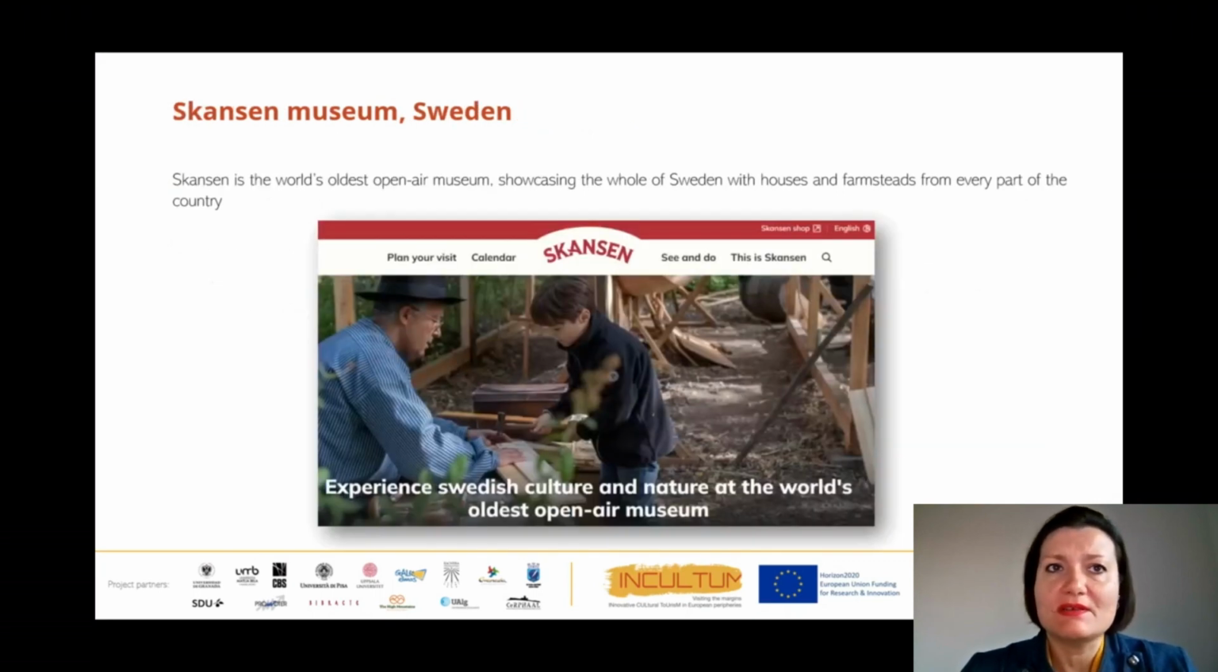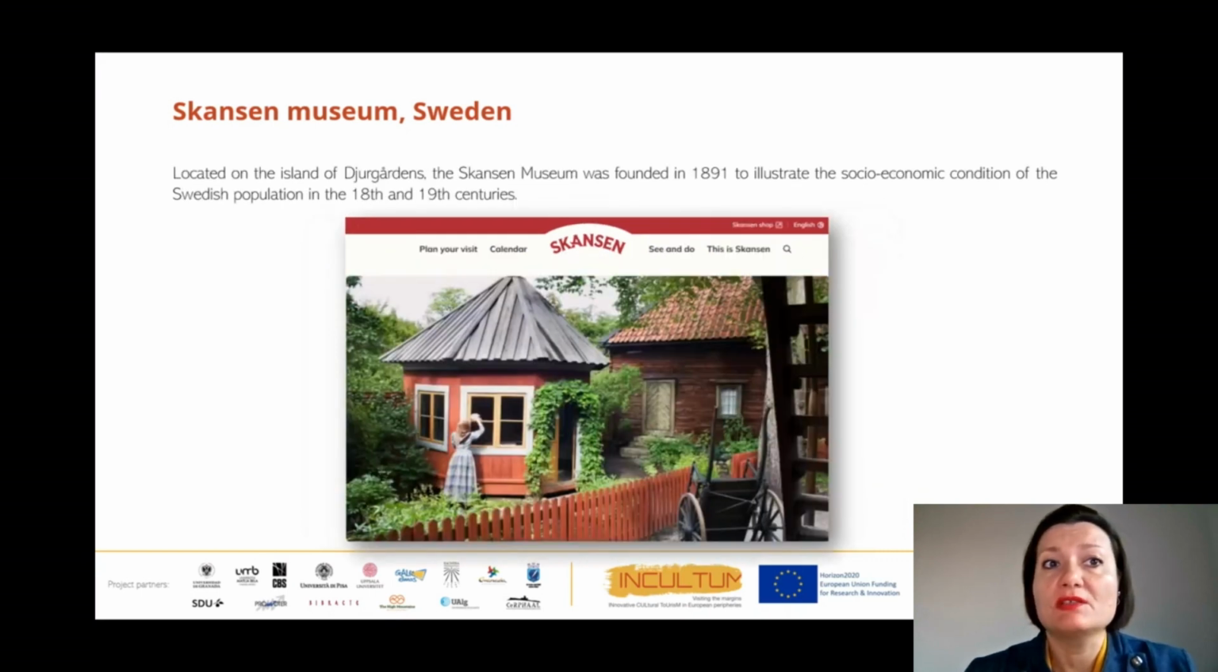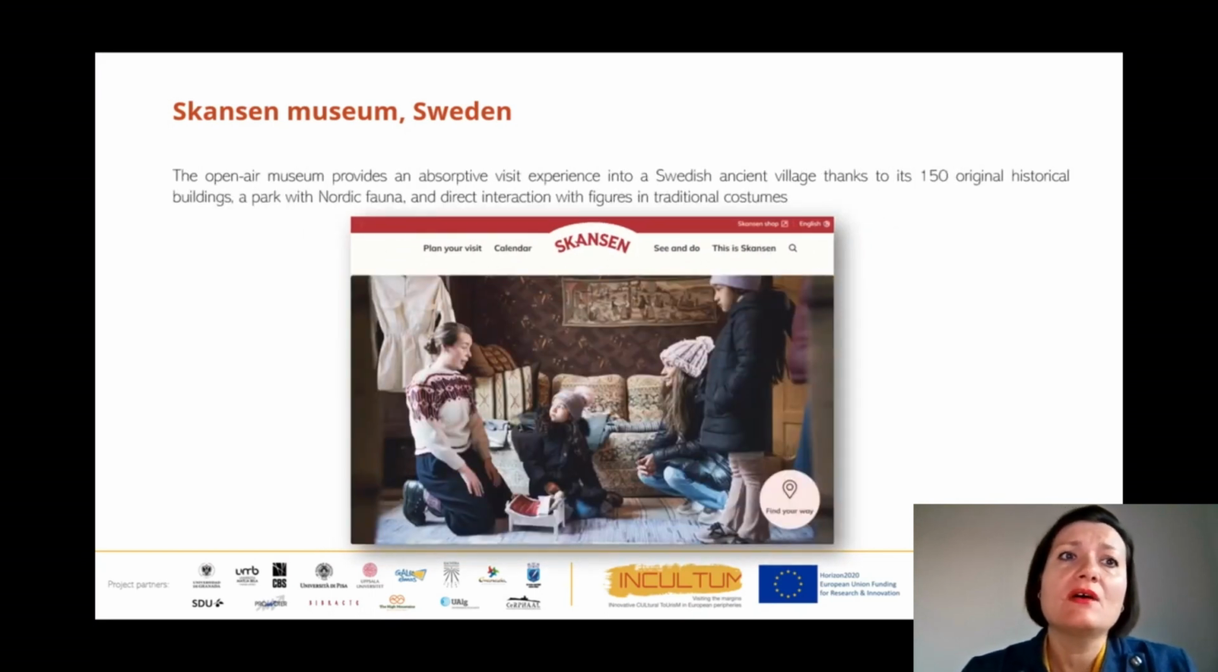As for the origins of the ecomuseum, the Skansen Museum is considered its forerunner, being the world's oldest open-air museum. It showcases the whole of Sweden with houses and farmsteads from every part of the country. The next two slides give us a flavor of this particular museum and provide some info on its origins and some info on its absorptive visit experience, where visitors can jump into the 19th century world as protagonists.